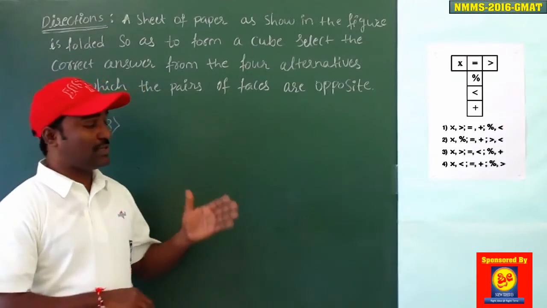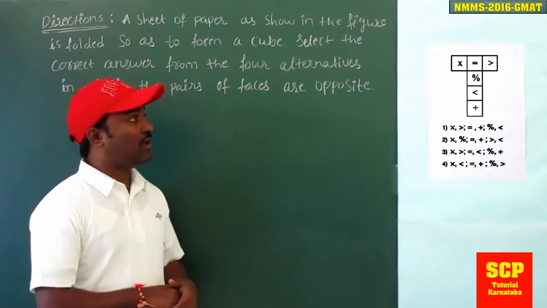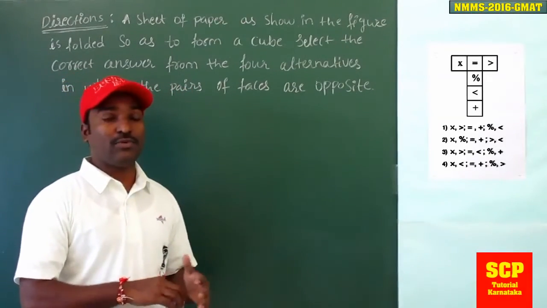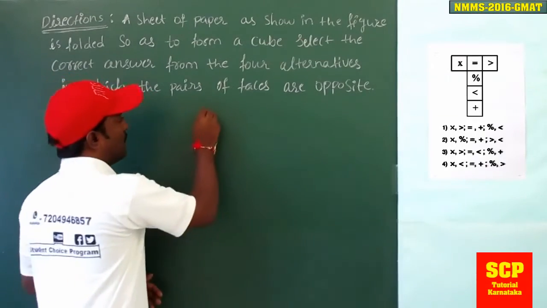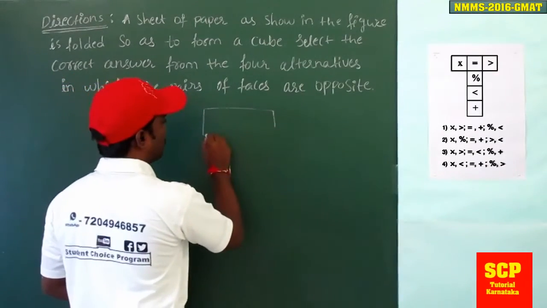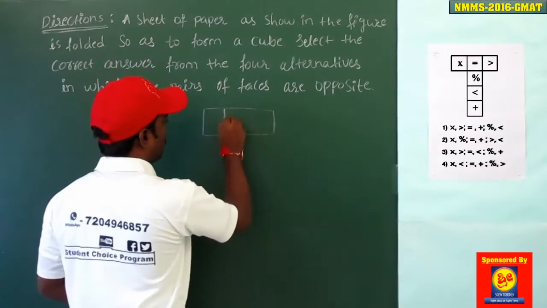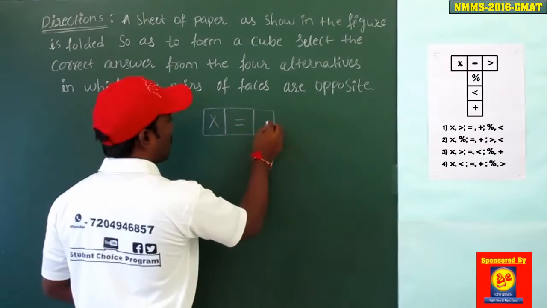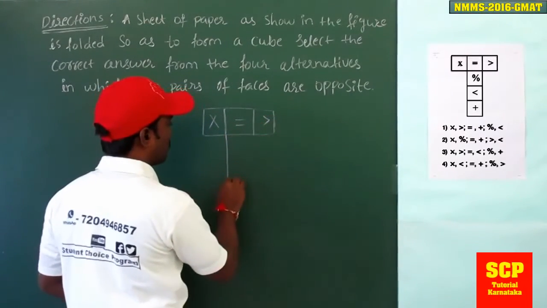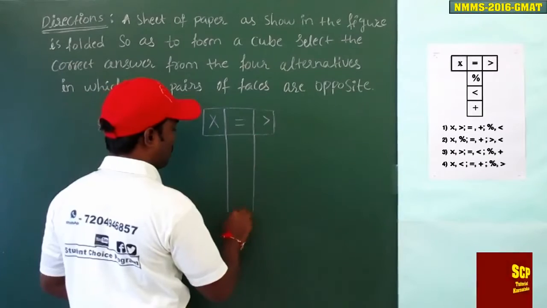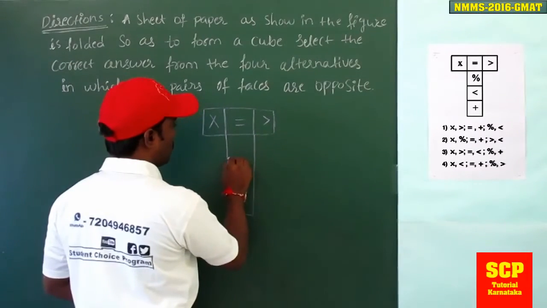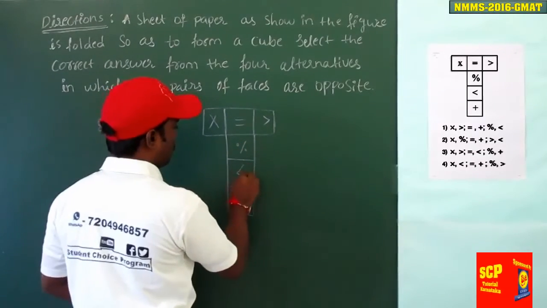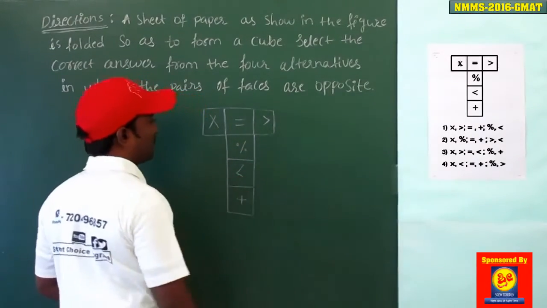Coming to this example, I'm going to draw the given figure here and then try to find which are the faces opposite to each other. Let me draw that. And lastly a plus mark.